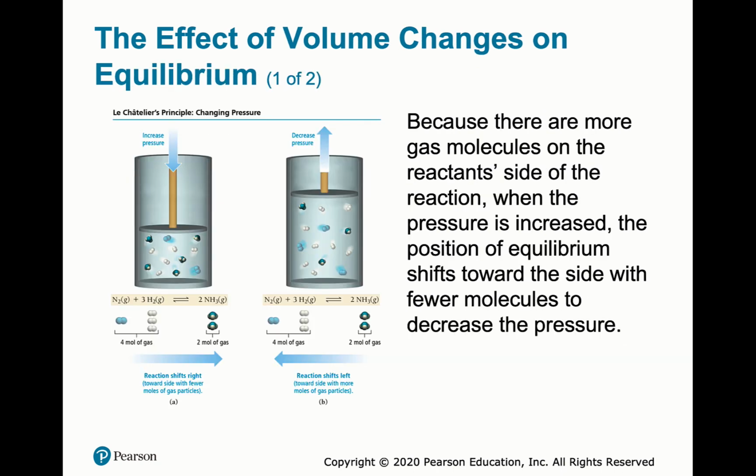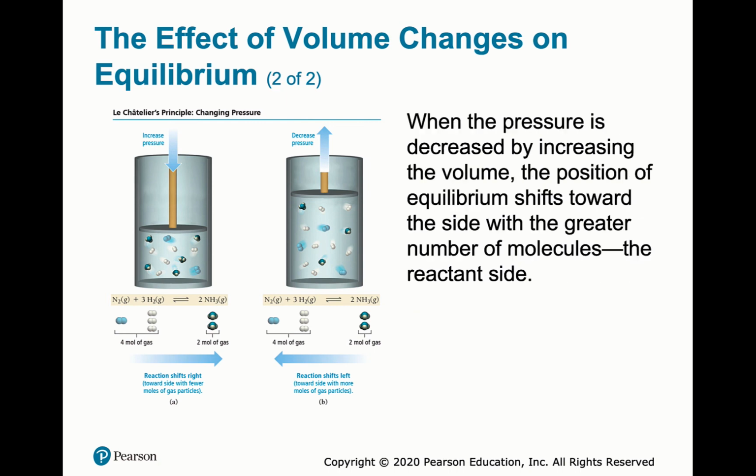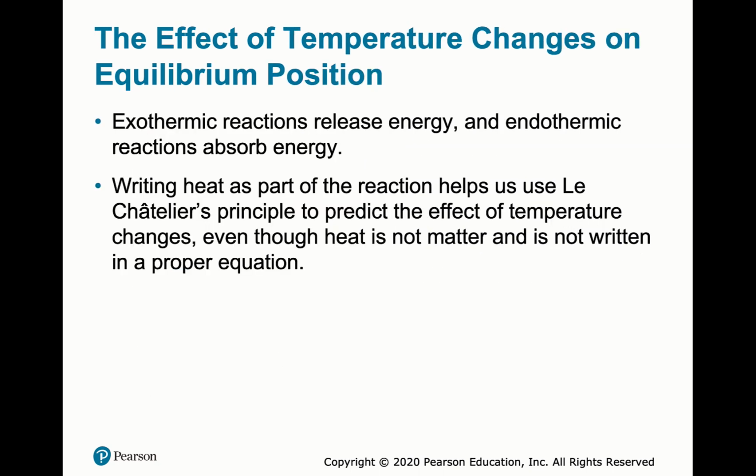So for volume changes, an increase in pressure is the same thing as decreasing the volume. You shift towards the side with the lowest number of moles. Increasing the volume, decreasing the pressure, you shift towards the side with the highest number of moles. It just depends on the context. You have to count the moles of the reactants and the products.